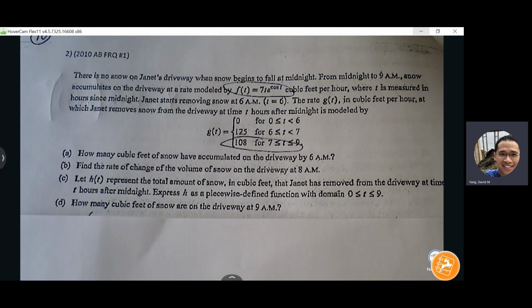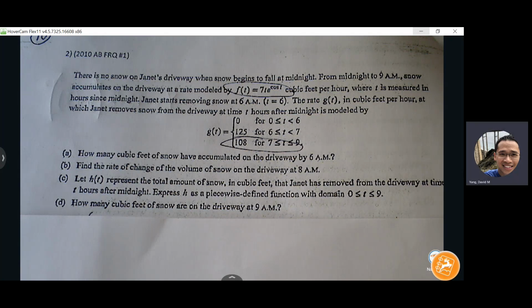So we see that between 0 and 6 hours, no work is done. She's probably still sleeping. And then between 6 and 7, she's going to start working on the driveway at a rate of 125 cubic feet per hour. So she's able to remove snow at a rate of 125 cubic feet per hour for that time interval. Now, from 7 to 9, she also works, but she's working at a different rate, a slower rate, 108 cubic feet per hour.